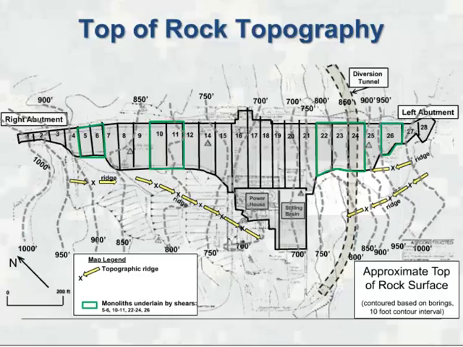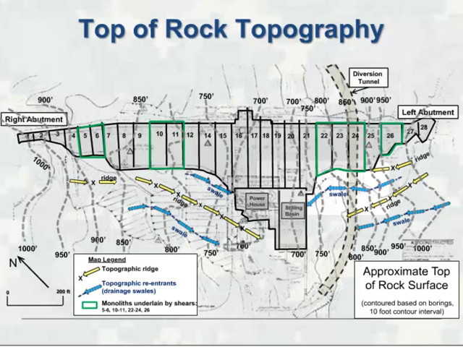Same downstream of monolith 26, there's a bit of a ridge, and then further downstream on the left abutment, there's a larger ridge. So what that does is it pushes the flat line shear plane further downstream and increases the rock block in those areas.